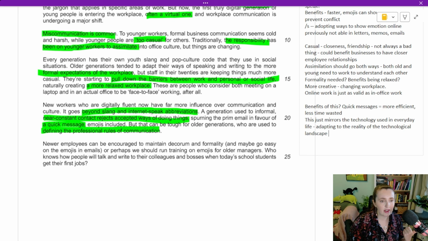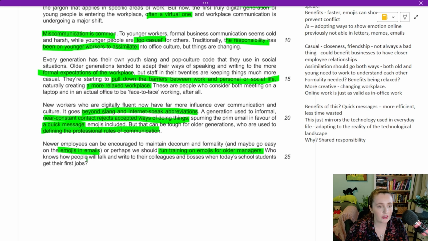And then later on it says, older people, they're used to defining the professional rules of communication. Why should they get to do this? Why is it that they're right? Surely that should be something that is a shared responsibility. And then the final paragraph, newer employees can be encouraged to maintain decorum and formality and maybe go easy on the emojis and emails. So that could be some advice that we could give. Or perhaps we should run training on emojis for older managers. Who knows how people will talk and write to their colleagues and bosses when today's school students get their first jobs. I think that last bit links this idea of change is inevitable.